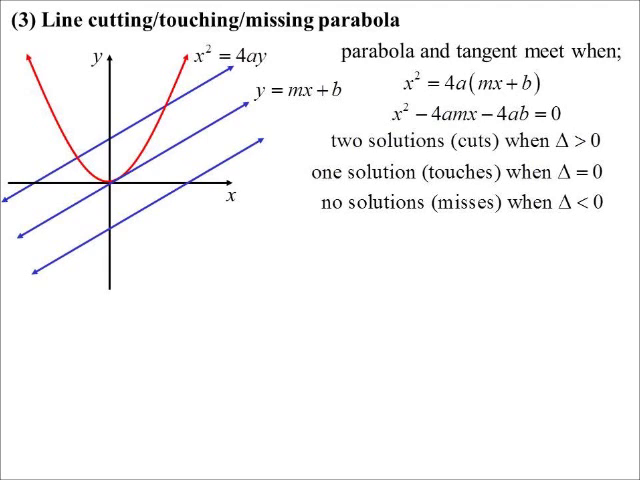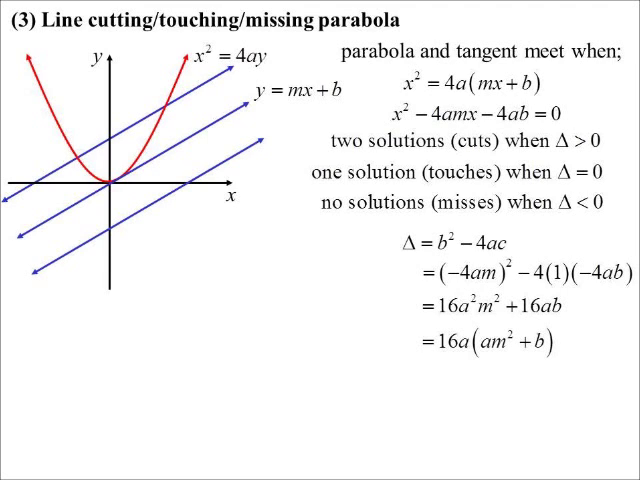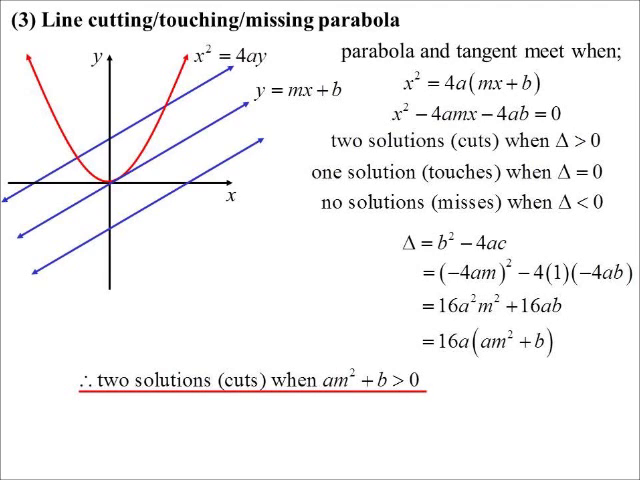Let's have a look at the discriminant. Discriminant b squared minus 4ac. So we get minus 4am all squared minus 4 times 1 times minus 4ab, and I end up with 16a outside of am squared plus b. So I could have a condition which simply says, well, I know there's going to be two solutions when am squared plus b is greater than 0. Yes, the discriminant was 16a times that, but remember, I'm looking at my concave up parabola, so I know a is going to be positive anyway. So it's going to be the thing in the parentheses that's going to decide whether the whole thing is positive, negative, and so on. So am squared plus b is greater than 0.